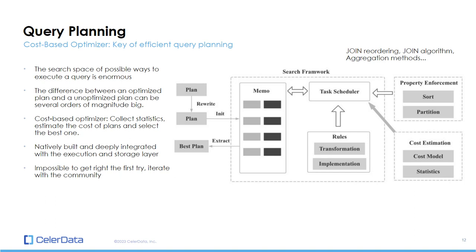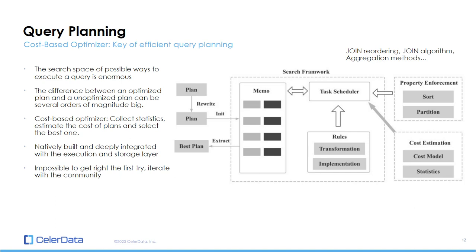And in doing optimization, the optimizer is choosing different join strategies, join ordering, and what kind of aggregation method we use, one stage or two stage. There's a search space of possible ways of executing a query, especially an OLAP query. It's enormous. Just join ordering alone is an NP problem, right? And so that's the reason we spent a lot of time building our own cost-based optimizer.